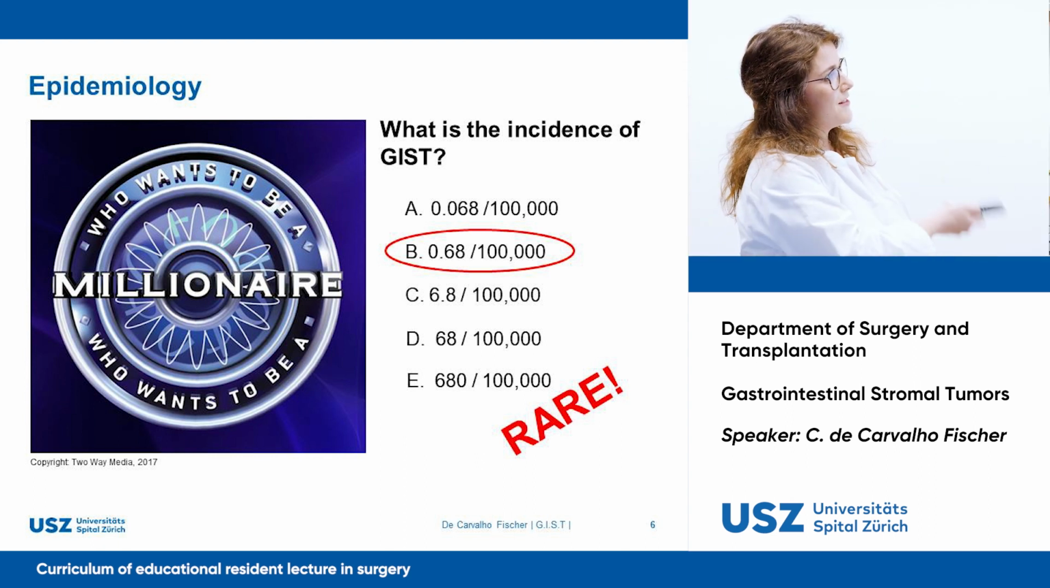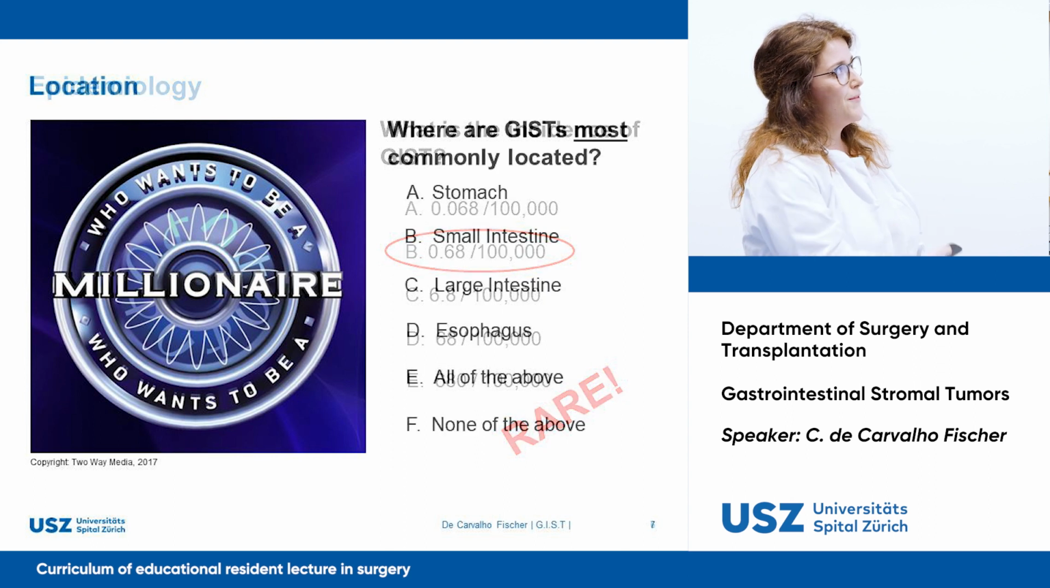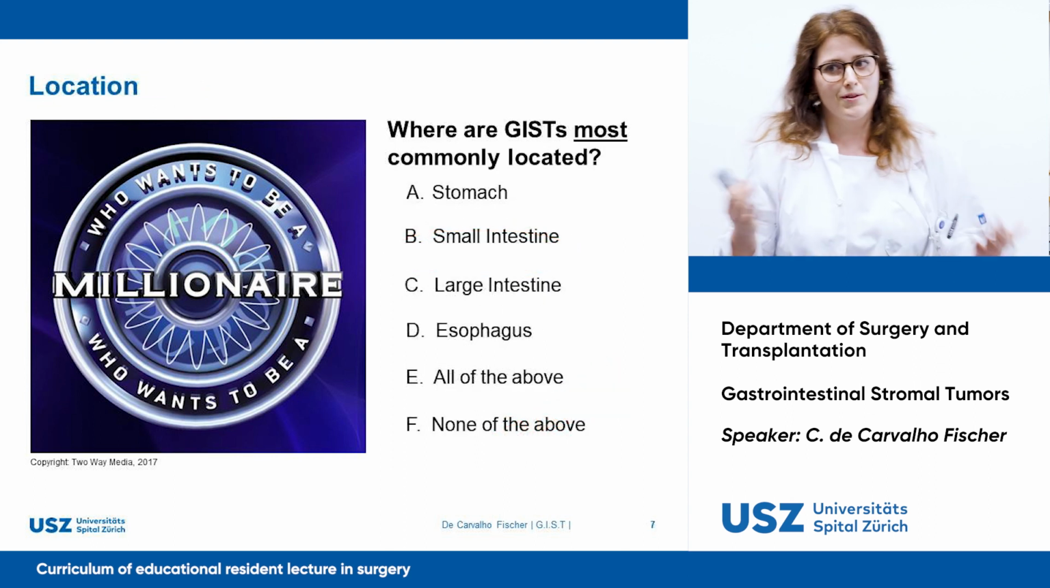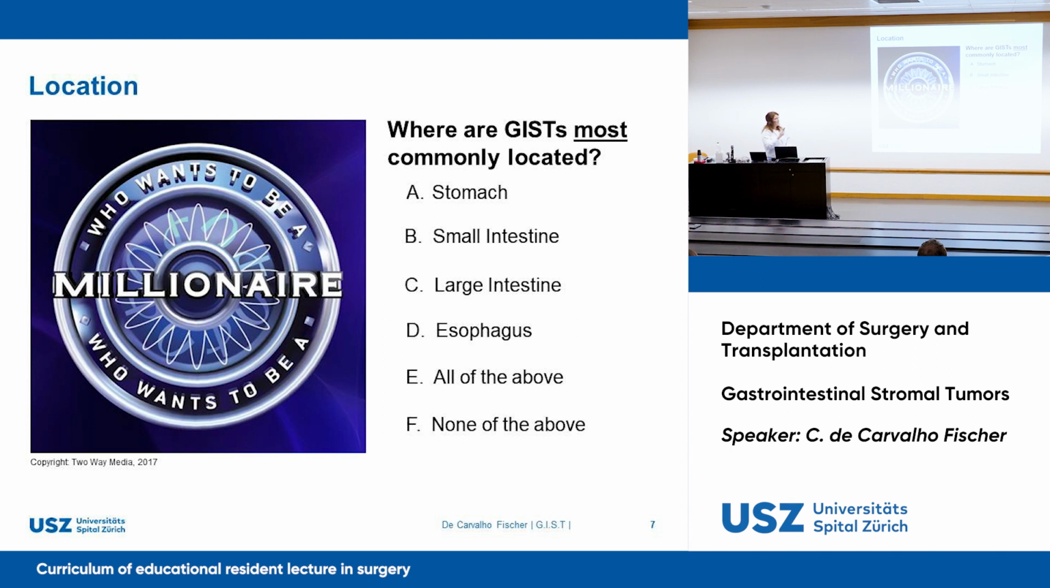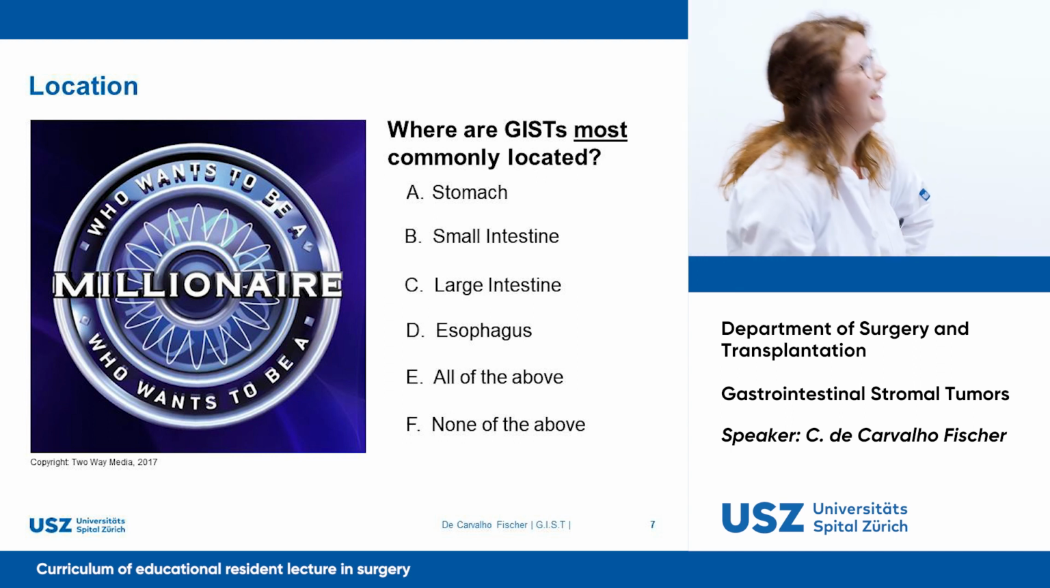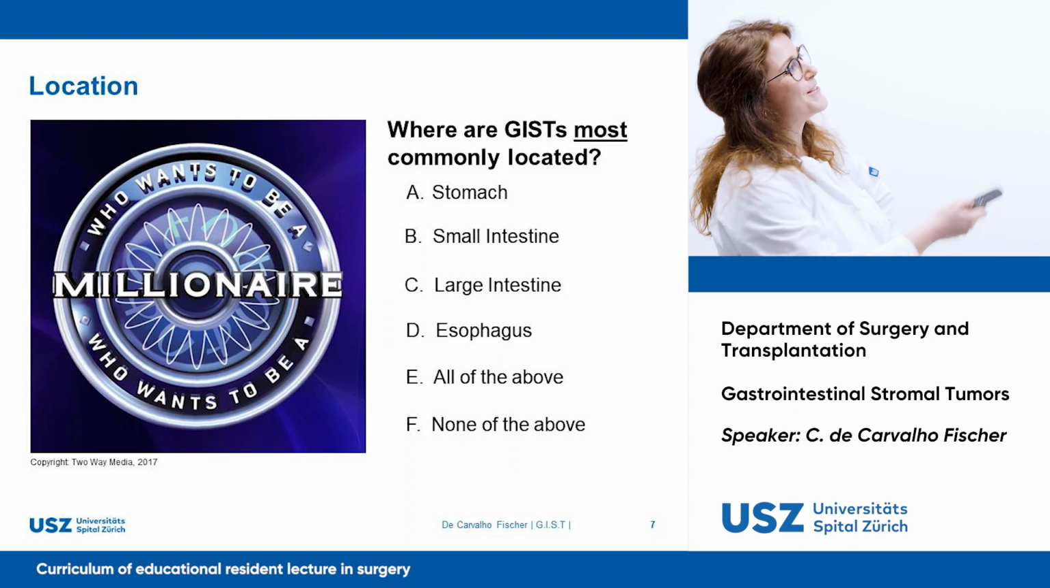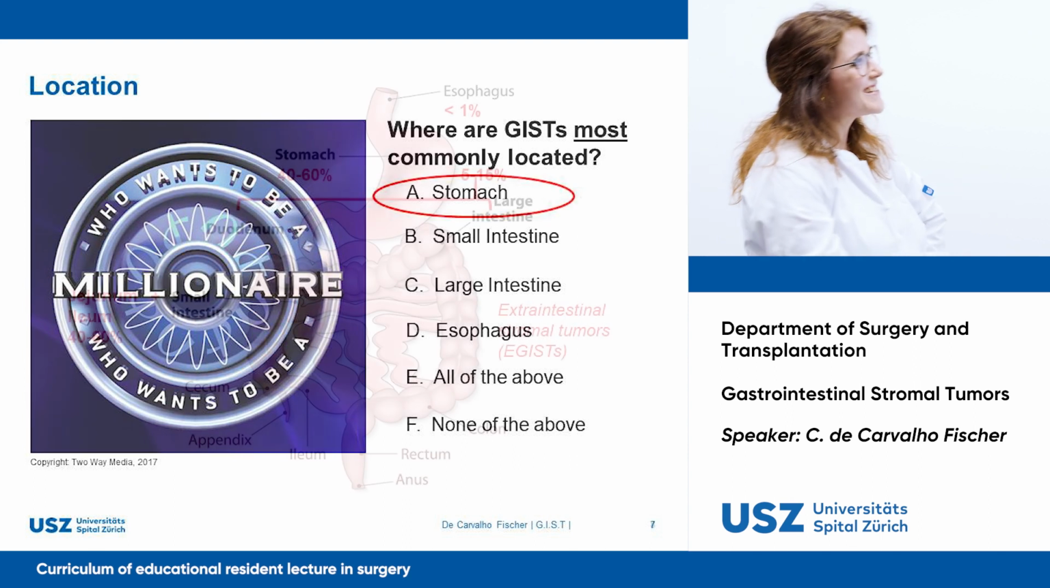So what does that mean? GISTs are rare. Moving on to the second question, maybe more money will motivate us. So this one goes for 100 francs. Where are GISTs more commonly located? It's A. I see the motivation already. Okay, it is the stomach.